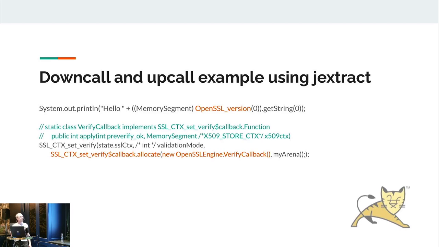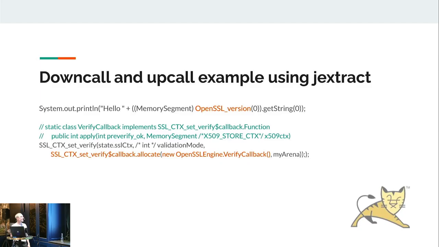I use JExtract for OpenSSL, and the two examples I gave earlier can be condensed in only 3 lines of code. So this is the equivalent of the down call calling the OpenSSL version. JExtract will simply generate an OpenSSL version method for you that you simply call. So there's no more reflection style coding. You just call the method, which is a regular Java method, and then the get string because it still returns a memory segment.